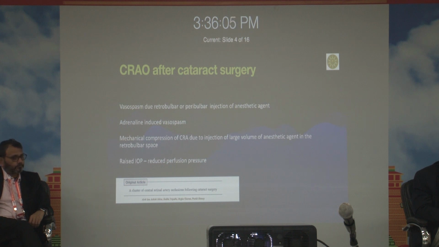Because it has caused an angiospasm, and led to an actual CRAO occlusion. It is not something that is angiospasm which got relieved. It causes spasm and then probably.